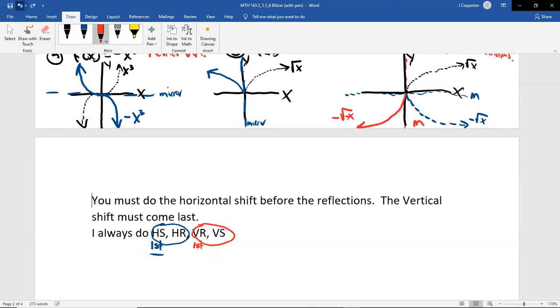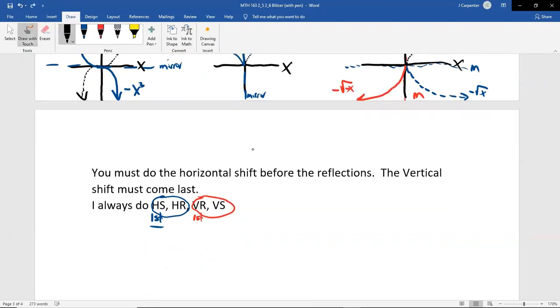But it's just too many things to account for. You're going to feel like you're rolling the dice too much. So this is just the order that I highly suggest. And the reason I do that is because you can at least get a semblance of order in that the shifts are going to come first and last. The shifts are first and last, and the reflections are in the middle.